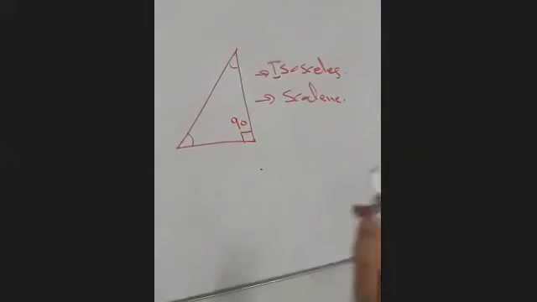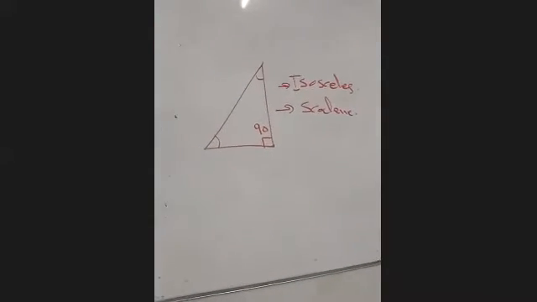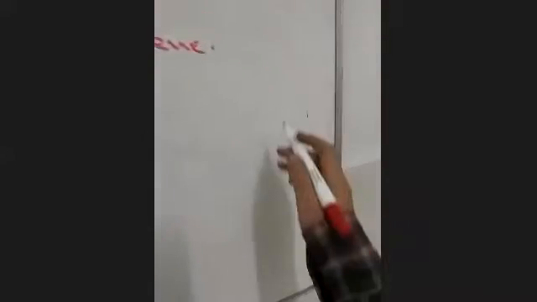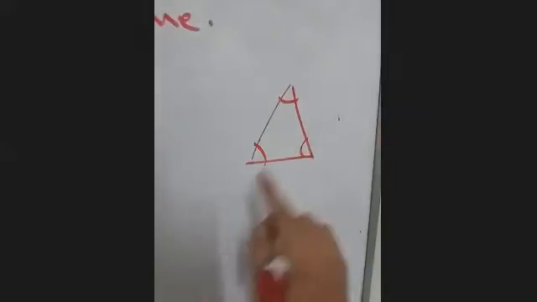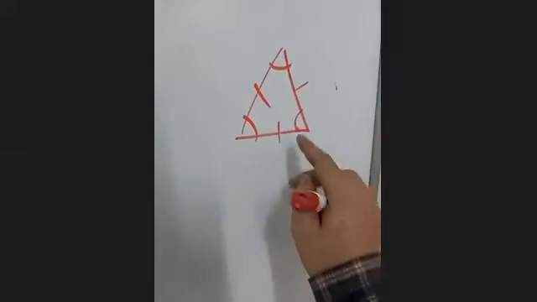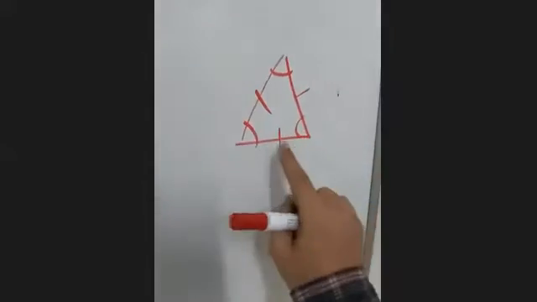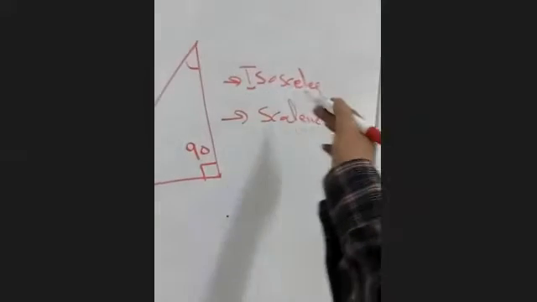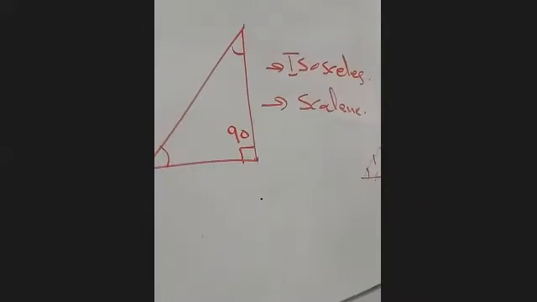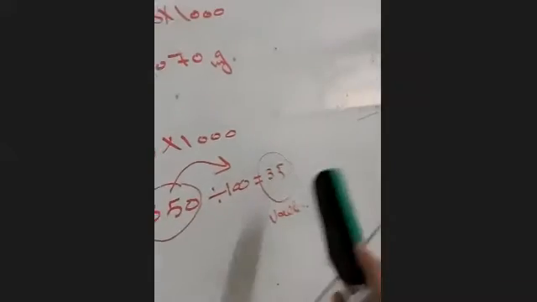It cannot be equilateral. Why? The equilateral triangle should have three acute angles, but here we have only two acute. So it can be isosceles or scalene only. It cannot be equilateral. Got it? Good. Else?